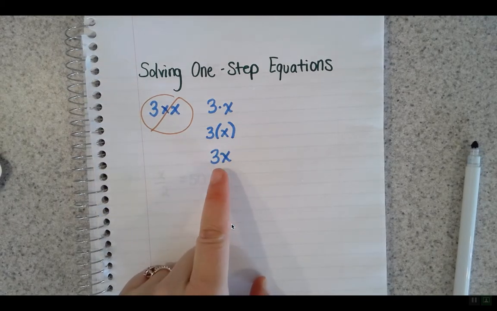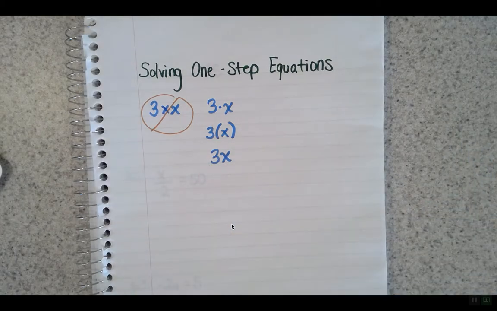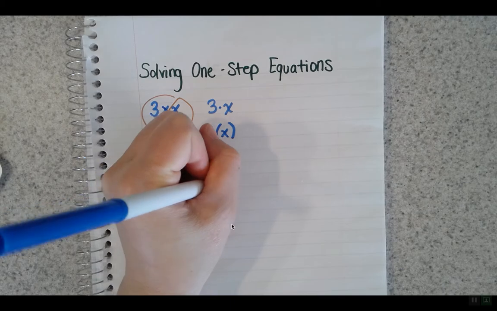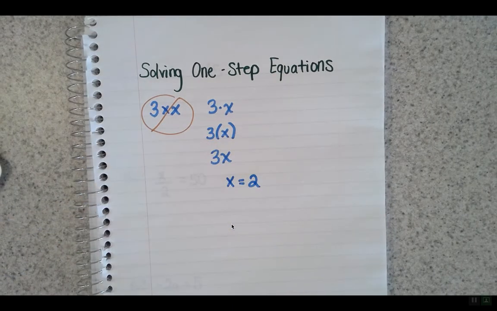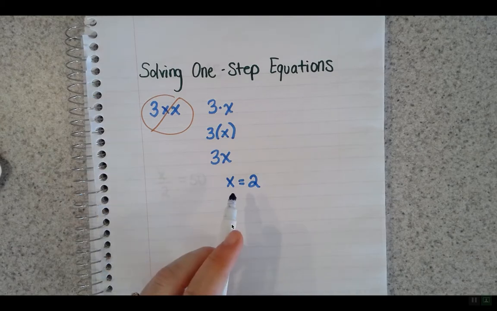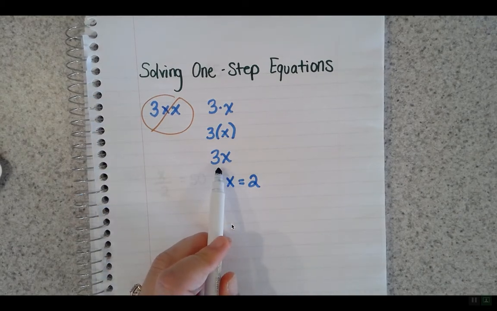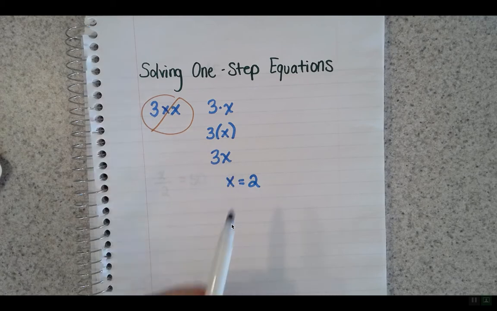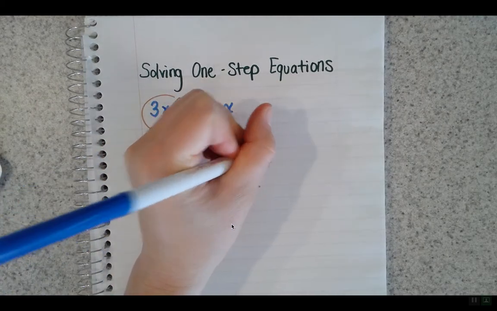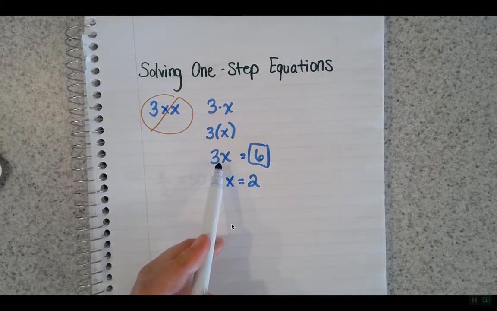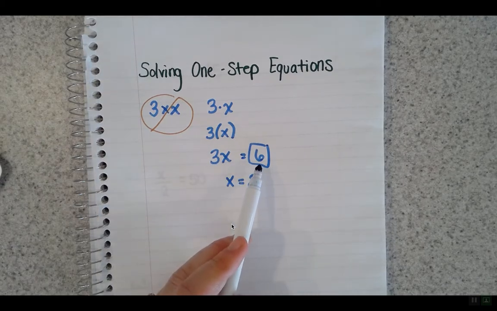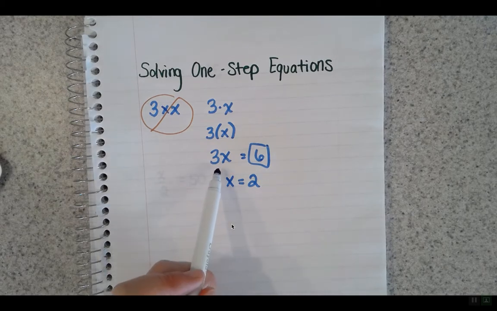So this literally means take 3 times whatever x is. Let's say that x equals 2. If you were to solve this expression here, plugging in 2 for x, the answer would be 6, because 3 times 2 is 6. Now you will often see me write problems with the number and the variable side by side, no operation in between. Just know there is an invisible multiplication sign there.